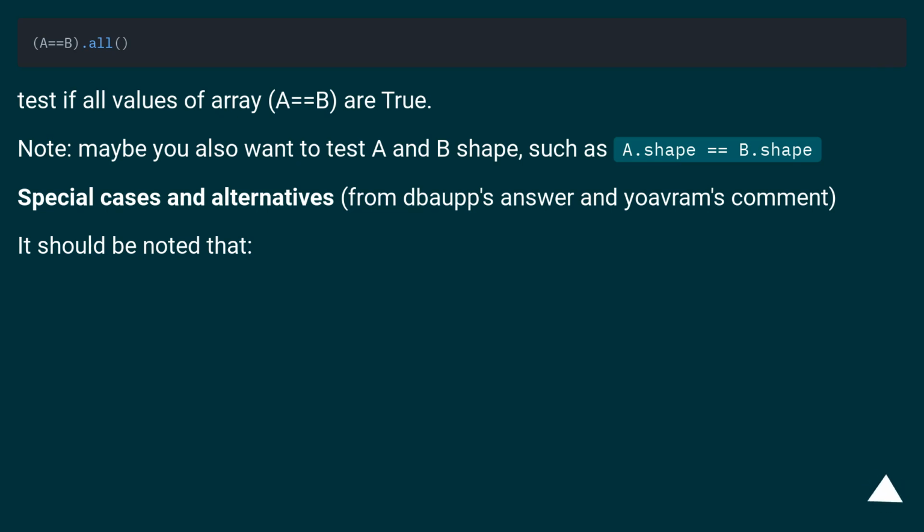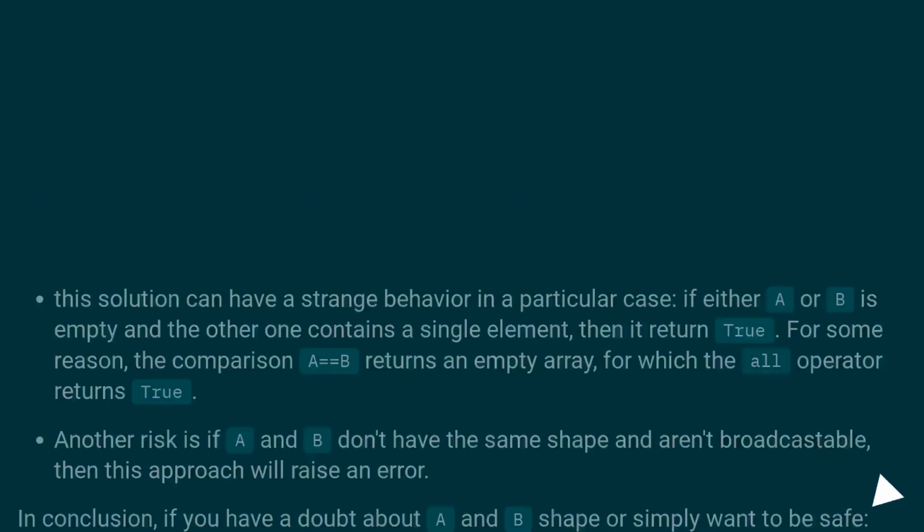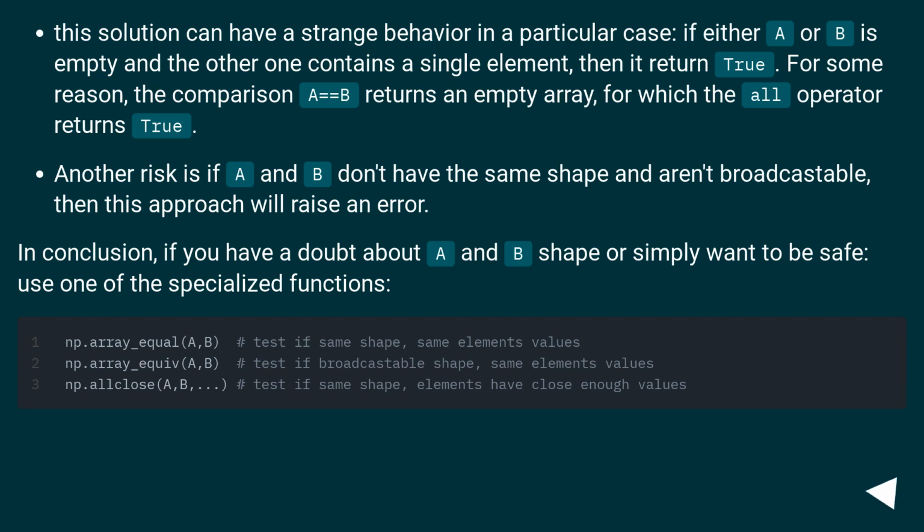It should be noted that this solution can have a strange behavior in a particular case. If either A or B is empty and the other one contains a single element, then it returns true. For some reason, the comparison A == B returns an empty array, for which the all operator returns true.